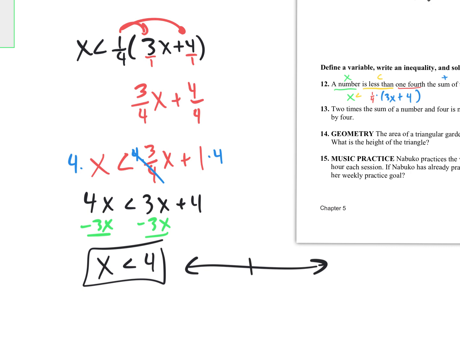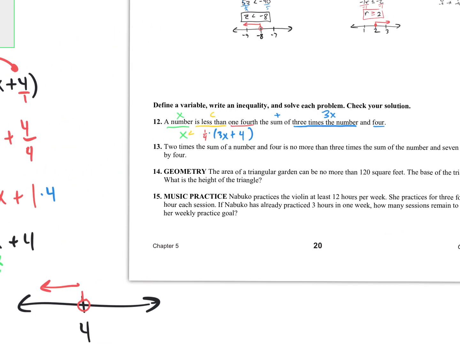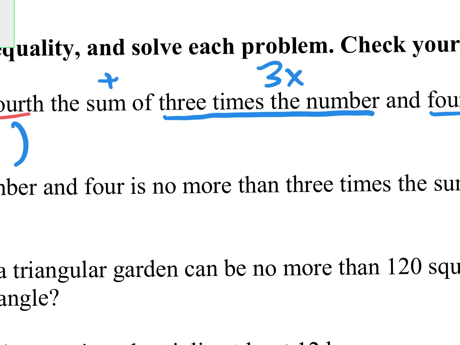On a number line, there's 4. It's an open dot at 4 going to the left. So let's go back to the original question and put that answer on there. X is less than 4. So the answer is x is less than 4.